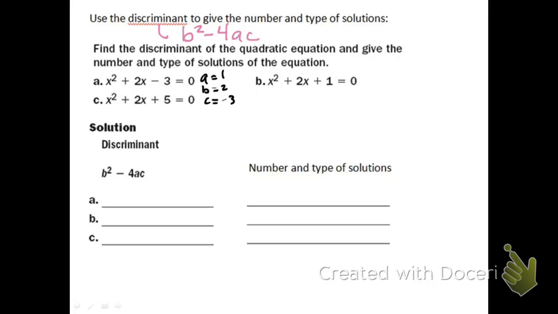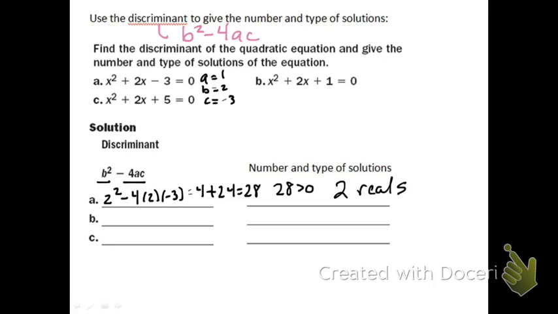So I'm going to calculate the discriminant b squared minus 4ac for that problem. If I do, b squared is 2 squared minus 4 times the a value 1 times the c value negative 3. That's going to end up being 4, and that's going to be plus, because the negative times negative is positive. 4 times 1 is 4, 4 times 3 is 12, so it's 4 plus 12. I get positive 16. Now, because that is a number bigger than 0, if you go back to that last slide or look above, that means there's going to be two real solutions.